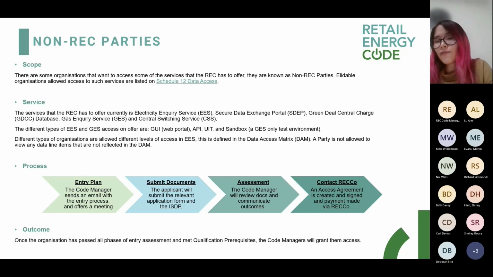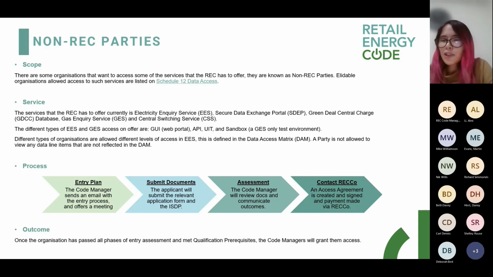And that outlines all the different user categories who are allowed to access these services, as well as gives a bit of a definition of what an appropriate purpose would be for them to access a service. The key ones that most parties ask for is access to our gas inquiry service or our electricity inquiry service. And there are different ways which you can access these services. So one is via the REC portal, another is via API, third is by UIT, which is user interface testing and a testing environment, and the fourth is Sandbox. So just outline the difference between UIT and Sandbox in GES.